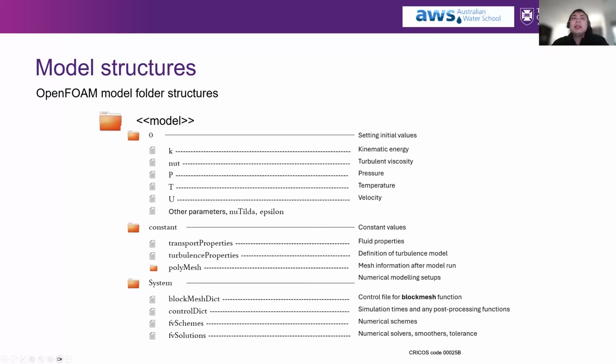Regarding the setup of the simulation, you have the system folder. In the system folder, you have the mesh dictionary to generate the mesh. You have the control dictionary to define the simulation time and the post-processing functionalities. You have the finite volume schemes, which is a bunch of numerical schemes to solve the Navier-Stokes equations. You have the finite volume solution, which is for the numerical solvers, smoothers, and tolerances in the simulation.